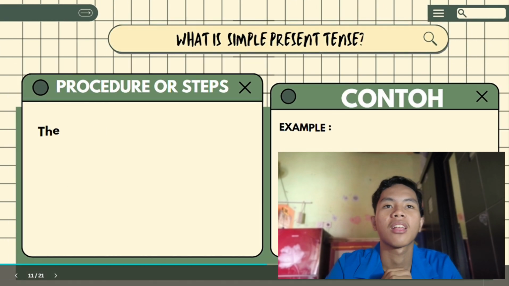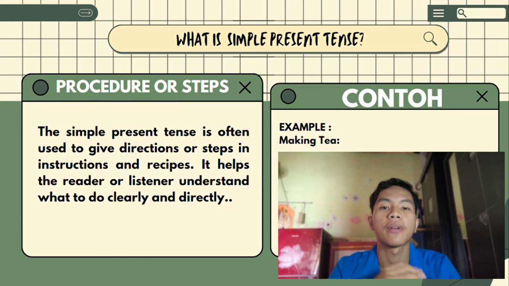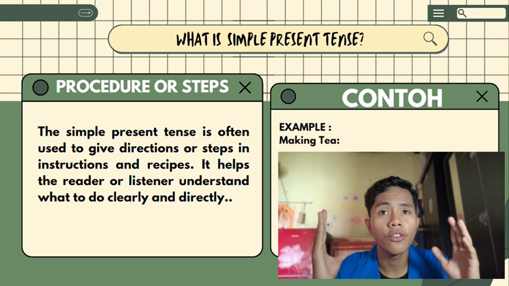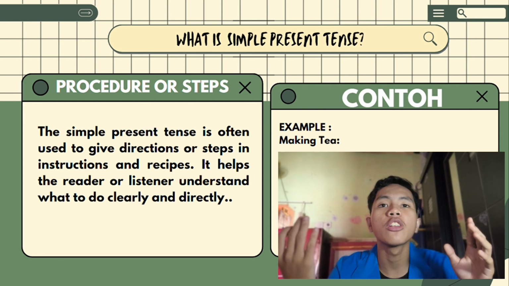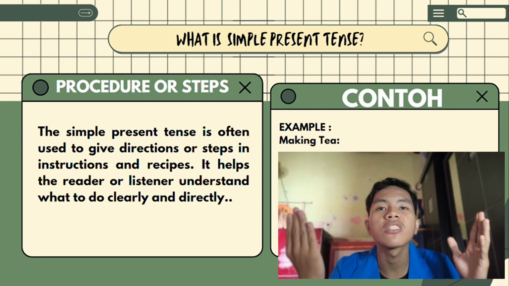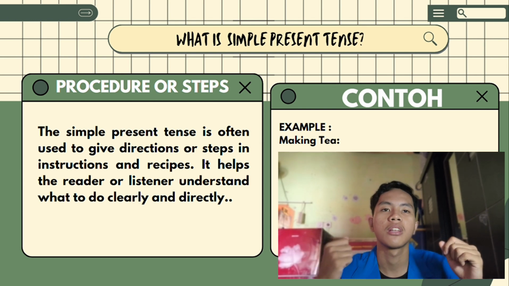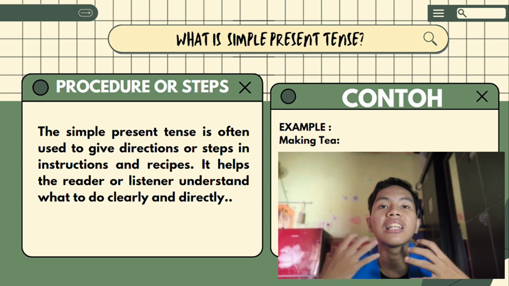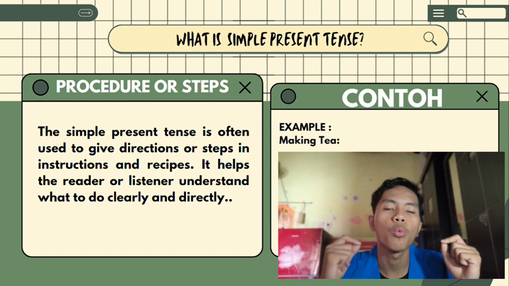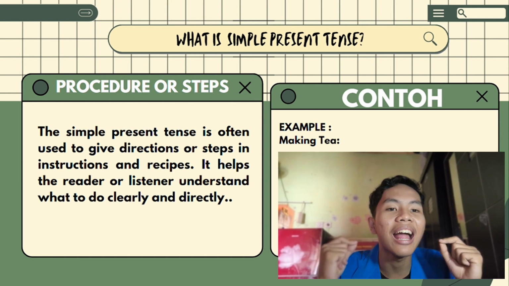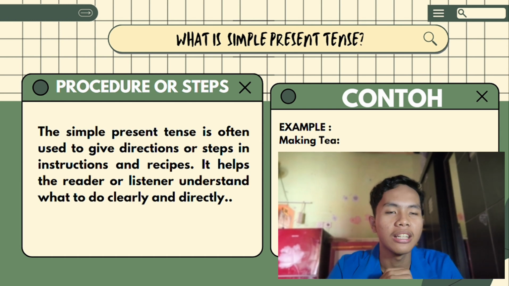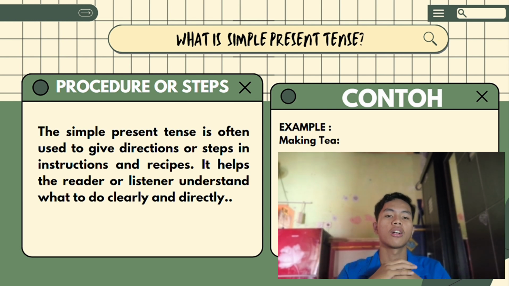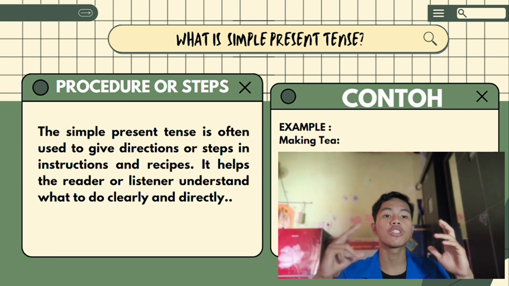Next, what is simple present tense? Procedure or steps. So the simple present tense is often used to give directions or steps in instructions and recipes. It helps the reader or listener understand what to do clearly and directly. Sample, here I made an example. The example is how we make tea.